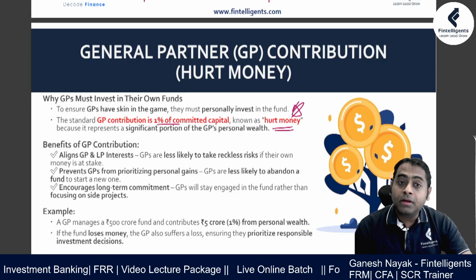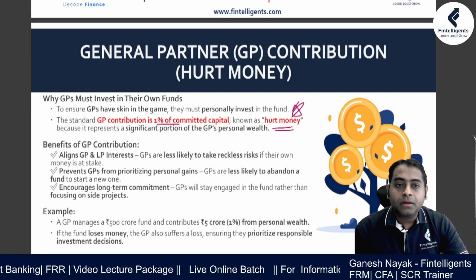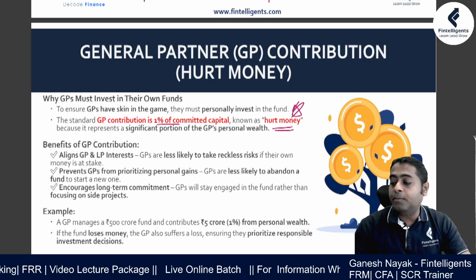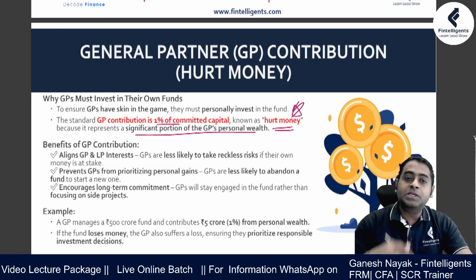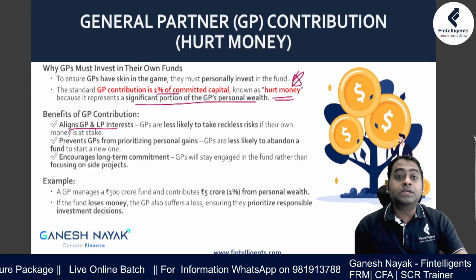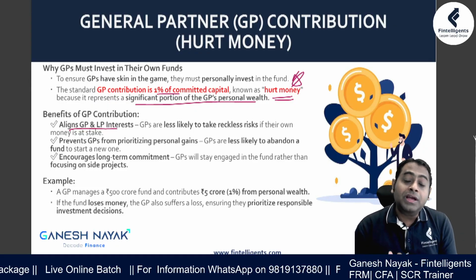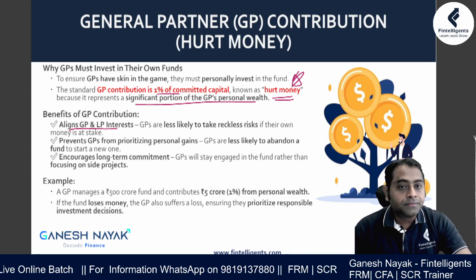Now for them, as the fund manager, this 1% of the committed capital could be very big, because it could be a very significant portion of their own personal wealth. Now, why do we do this? Why do we ask GPs to invest? Very simple logic. I want to align their interest, because now your money is also invested. So you will not take a wrong decision. You will not take excessive risk, right?